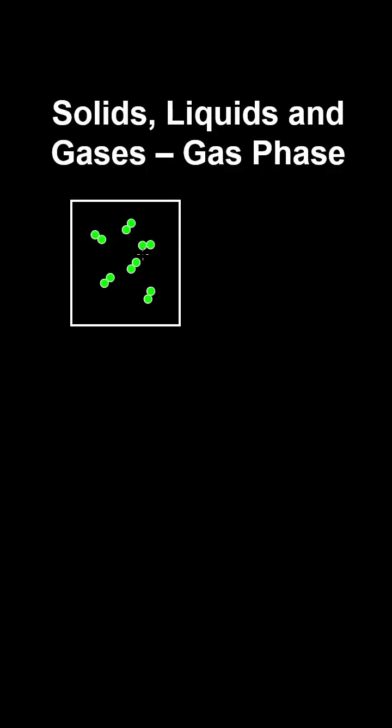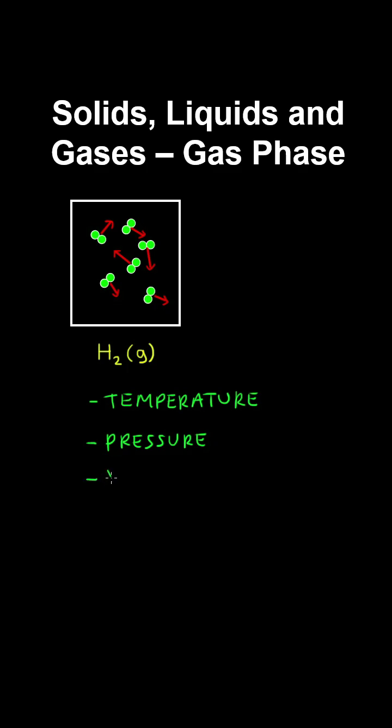In the gas phase, the particles are in constant random motion, and they travel at different velocities. So here, for example, we have a diatomic gas, being hydrogen, and the frequencies of collision and average spacing between the gas particles depends on temperature, pressure, and the volume occupied by the gas.